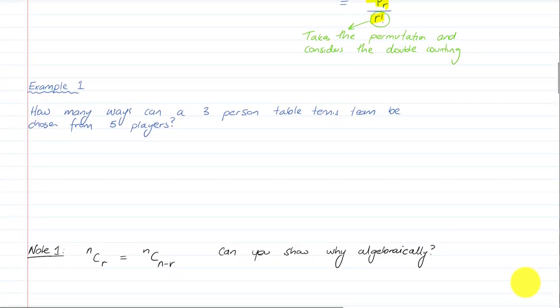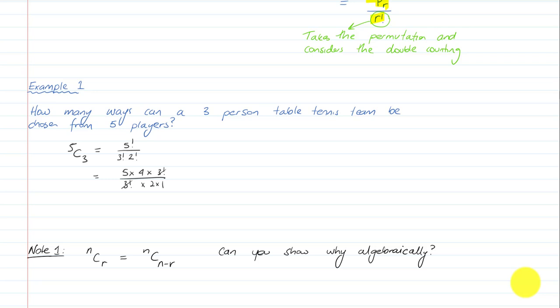So let's have a look at a quick example. In example 1, how many ways can a 3-person table tennis team be chosen from 5 players? So in this case, we're talking about 5C3, because it doesn't matter whether you get picked first, second, or third. And 5C3 is 5 factorial over 3 factorial, that's R factorial, times 2 factorial, that's N minus R factorial. And that's equal to 5 times 4 times 3 factorial over 3 factorial times 2 times 1.